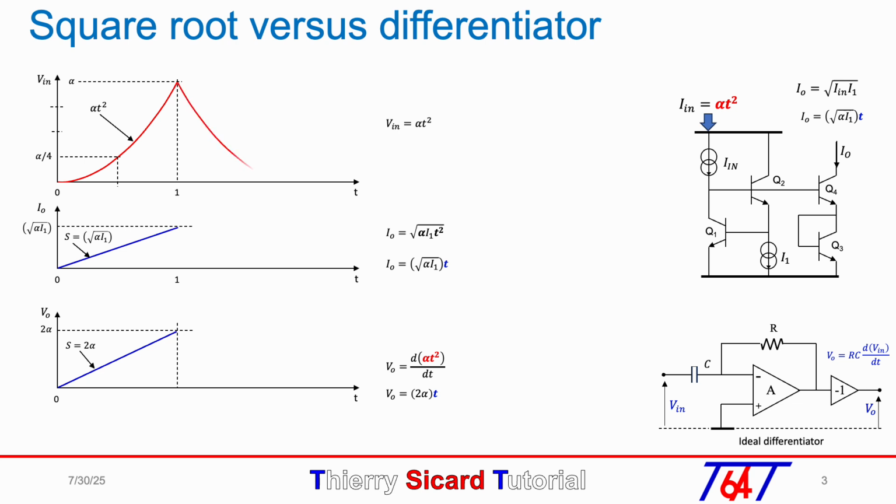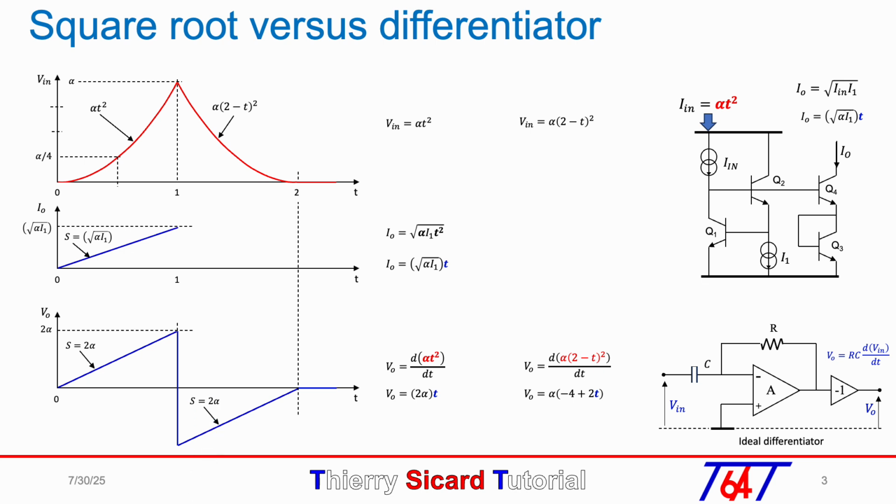For the second part of the input signal, the equation is alpha times (2 minus t) squared. For this input equation, the ideal differentiator circuit will give Vout equal alpha times (minus 4 plus 2t), which corresponds to a positive linear slope as shown on the Vout versus time diagram. The ideal differentiator does not provide the desired output voltage.